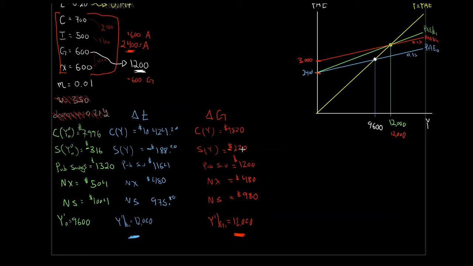Same in the government expenditure case here. Again, versus the 316, we're borrowing less, therefore we're saving more on a private level. What about for our public savings? Well, we see in both scenarios that the government is still running a budget surplus.